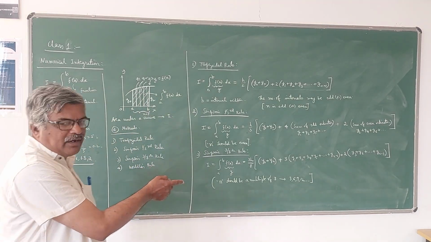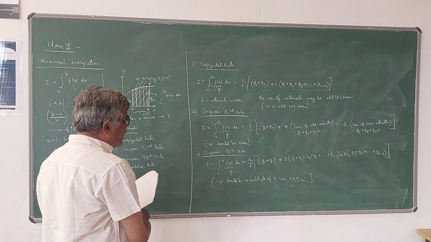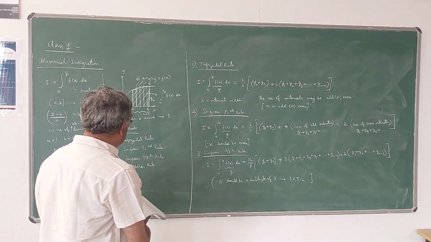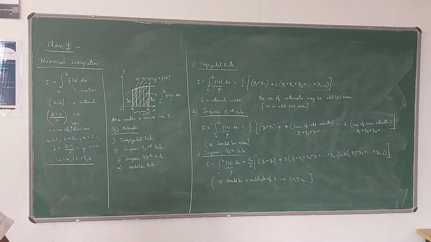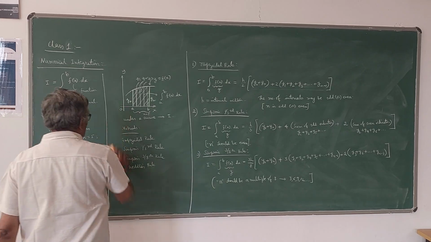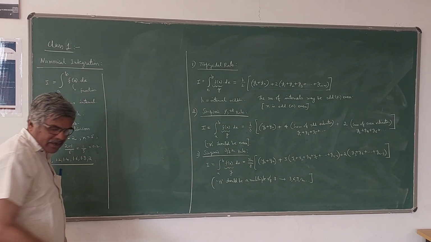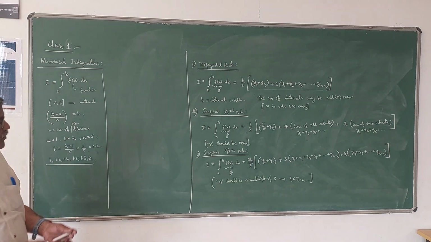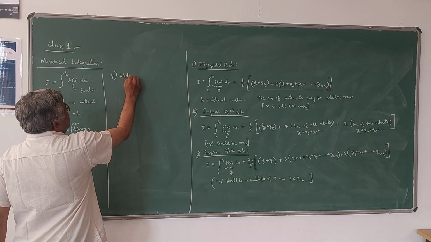It can be odd or even, but it should be a multiple of 3. So then we can go for Simpson's 3/8 rule. Then the fourth one is the Weddle's rule. Each method will have its own merits and demerits. So Weddle's rule I will write now. Fourth one, Weddle's rule.